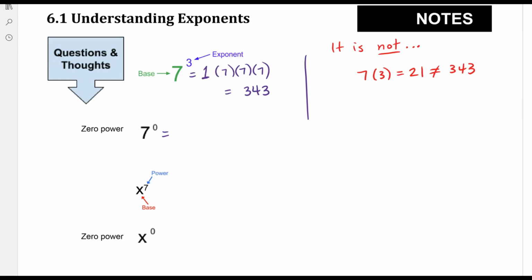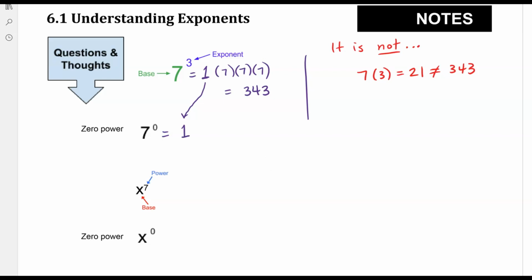So we can use this understood 1 right here and say, well, 1 is always a factor, and then 7 is not used as a factor at all if we have 7 to the 0 power. So the only thing remaining is that factor of 1.